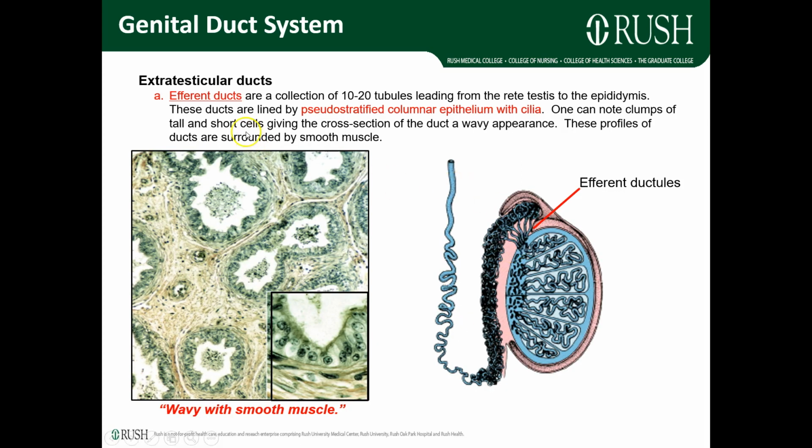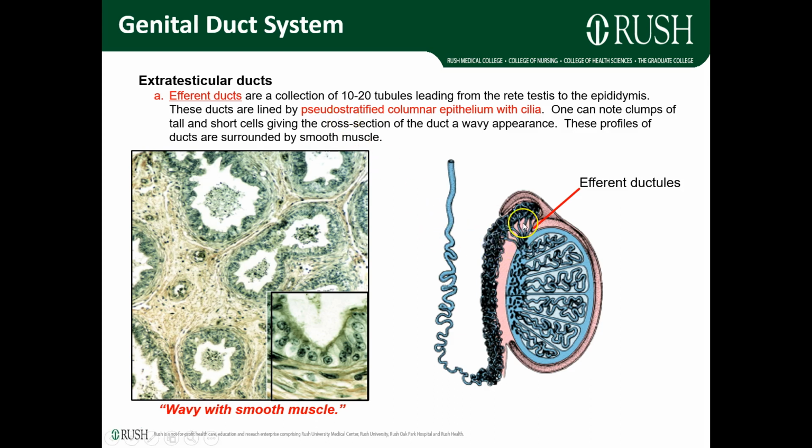So having gone through that stage, the next stage is the extratesticular ducts. One of the regions where this happens is referred to as the efferent ducts, and they are pointed out here in this picture of the testes and the epididymis. These are the connection between the two, and they are generally between 10 and 20 tubules, which are leading from the rete testis to the epididymis.